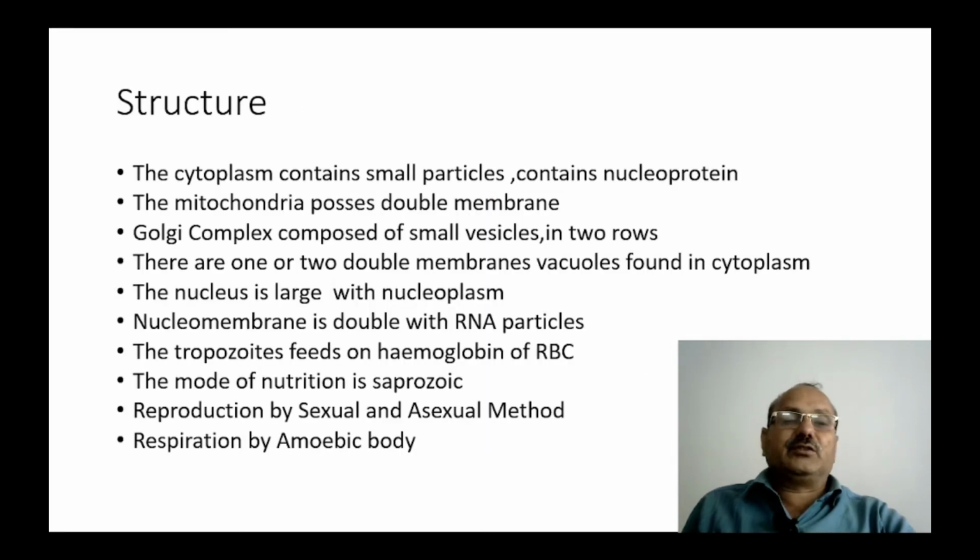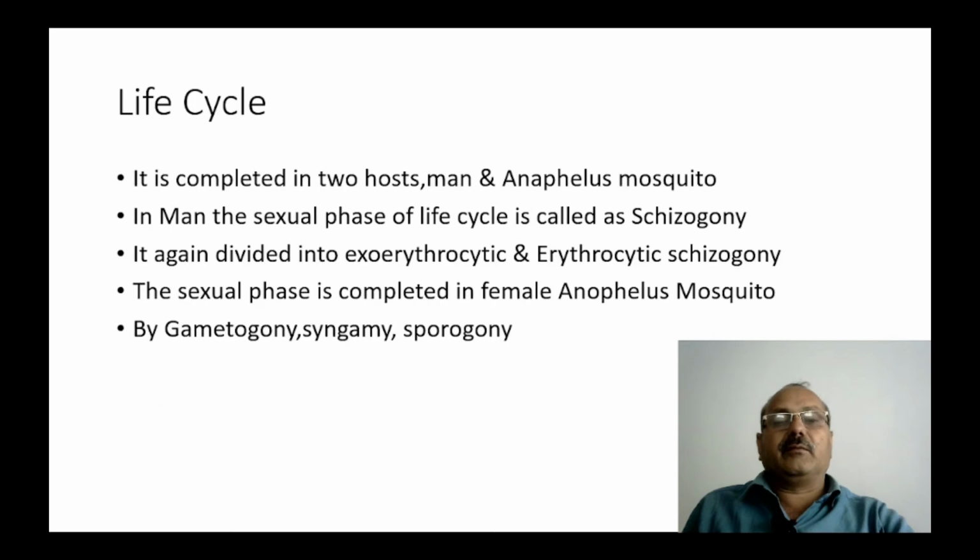The cytoplasm contains small particles which contain a large number of nucleoproteins. Mitochondria possess double membranes. The Golgi complex is composed of small vesicles in two rows. There are one or two membrane-bound vacuoles found in the cytoplasm. The nucleus is large with nucleoplasm. The nuclear membrane is double with RNA particles. The trophozoite feeds on the hemoglobin of RBC. The mode of nutrition is saprozoic, reproduction is by sexual and asexual methods, and respiration is through the amoeboid body.